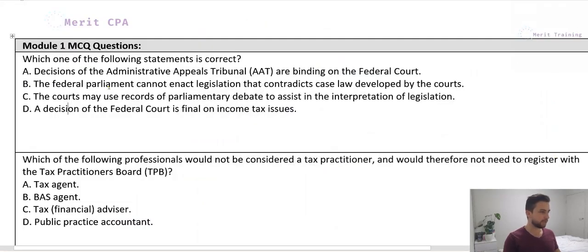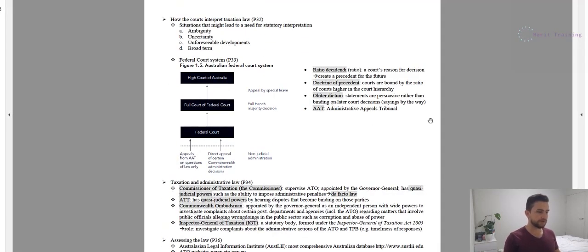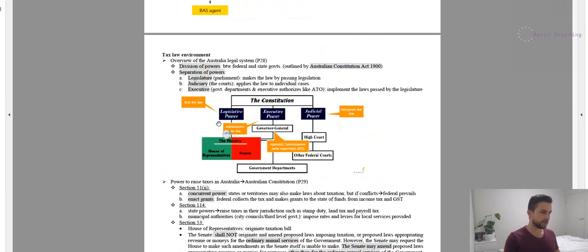And then B, the federal parliament cannot enact legislation that contradicts case law developed by the courts. This is also wrong for a few different reasons. Firstly, there is a separation of powers: legislature, judiciary, executive, which we know. The courts apply the law to individual cases, and there's no overlap between them. Parliament makes the laws, the executive enforces them, the judiciary interprets them, but in no way does the parliament tell the court to enforce it a particular way, and the courts don't tell the parliament to pass legislation a certain way. So there's no correlation between them, and that's why we have a transparent and fair system.